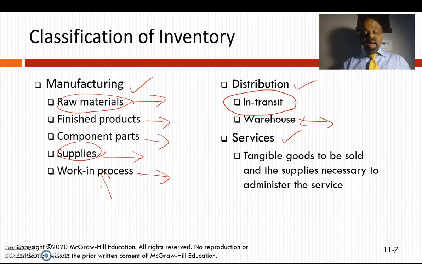Services wise, you have tangible goods to be sold and supplies necessary to administer the service. Suppose I'm running an institution like Roosevelt University. There are tangible goods to be sold, which is basically the tuition and all that stuff. So I have people marketing the MBA program or the bachelor's program, and also all the student services and the other services that are being given. But then there are also supplies. For instance, I have these pens and these markers and so on that are also part of the supplies. The electricity, the computers, all that stuff are supplies as well.